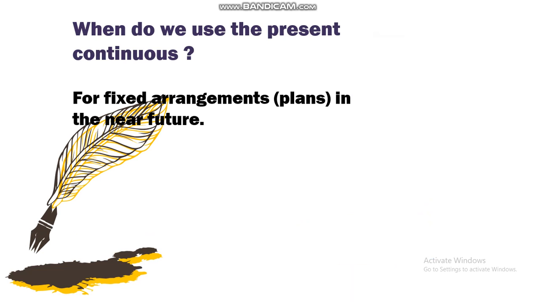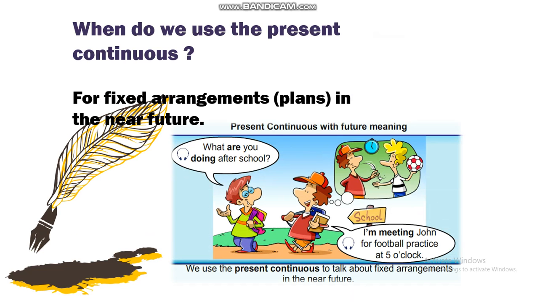Like here in the example, what are you doing after school? I'm meeting John for football practice. So there is a preparation from before that I'm meeting John. Or maybe, for example, what are you doing after school? Playing basketball with my friends. So we already arranged that we are going to play basketball together.